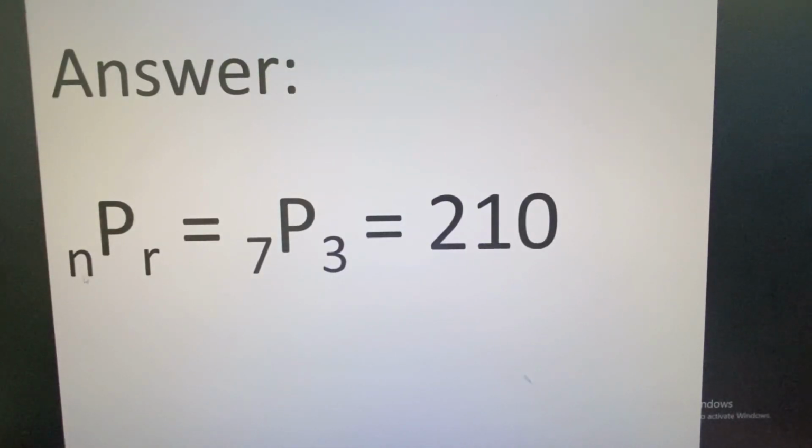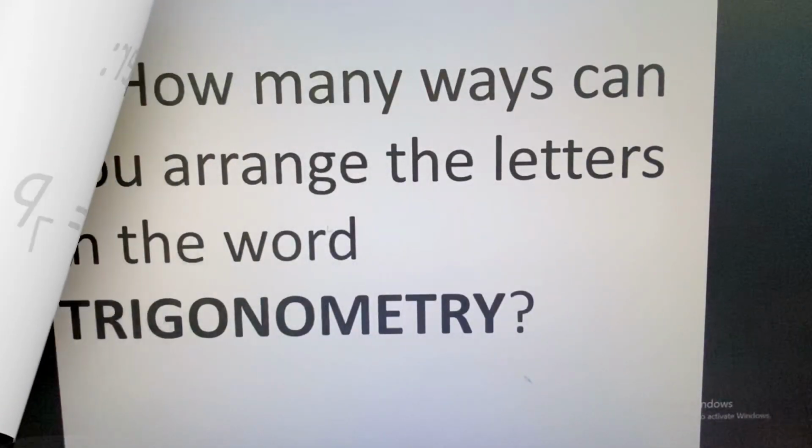So using the formula nPr, so this is the formula for permutation, is equals to 7P3. So 7 is the number of people, then 3 is the position. Then using your calculator, we will get 210. So 210 is the answer for question number 2. Next is question number 3 of our.